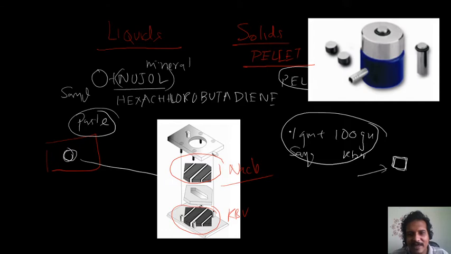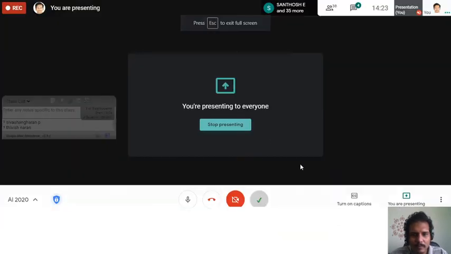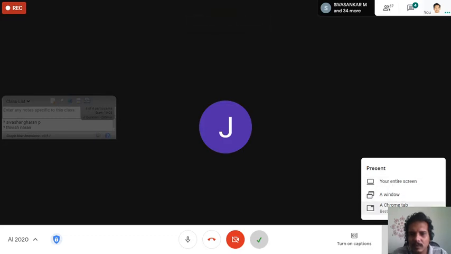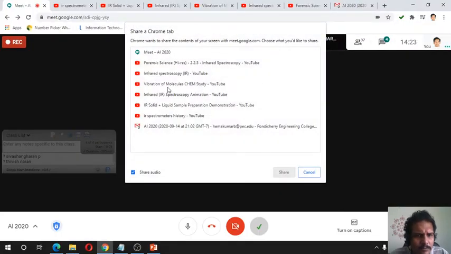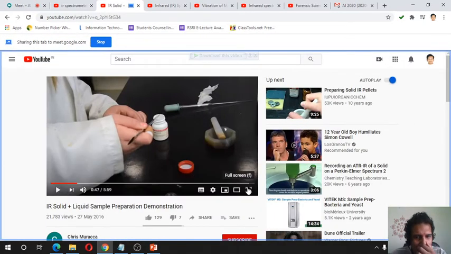Okay, so 1 gram of sample kuda 100 gram of KBr is mixed and ஒரு die castle-ல் வச்சு அதை ப்ரெஸ் பண்ணி அதை சின்ன சின்ன டேப்லெட் ஆக்கிடுவாங்க. ஸோ this will be kept in the path of the light. Okay, so that's how you handle solid samples. We'll see how this is done now. Okay, you can see here.